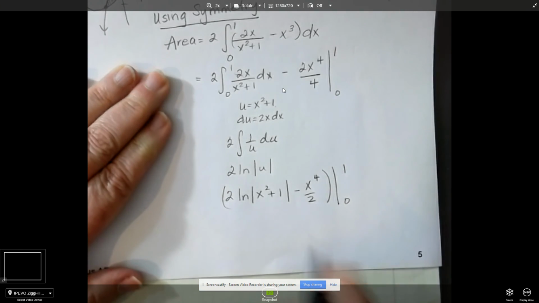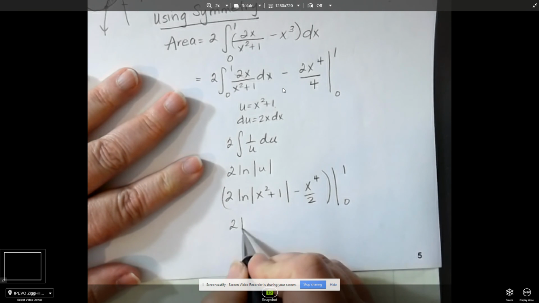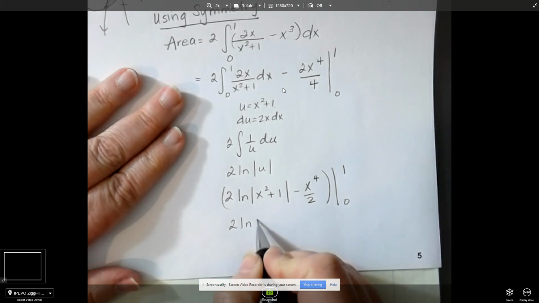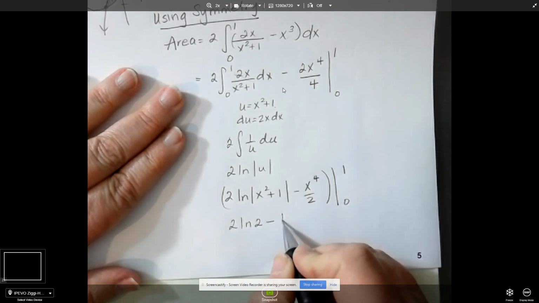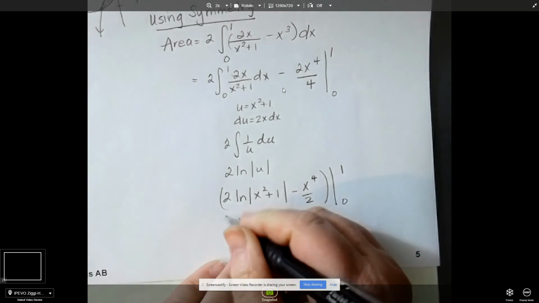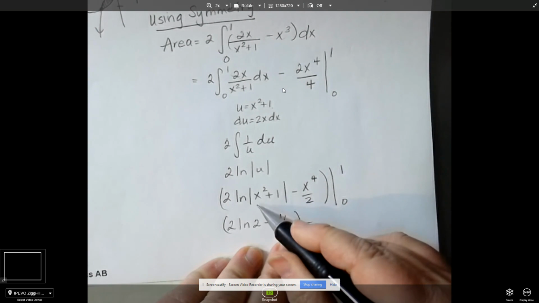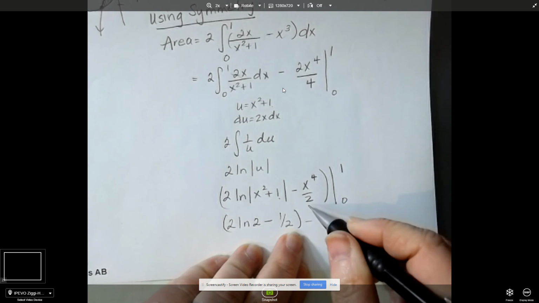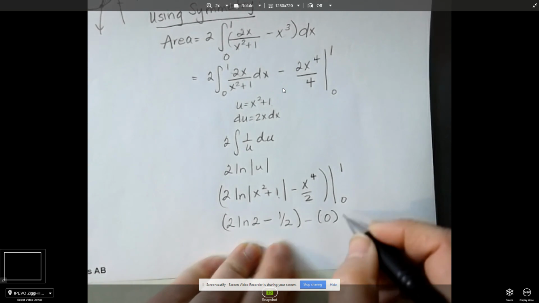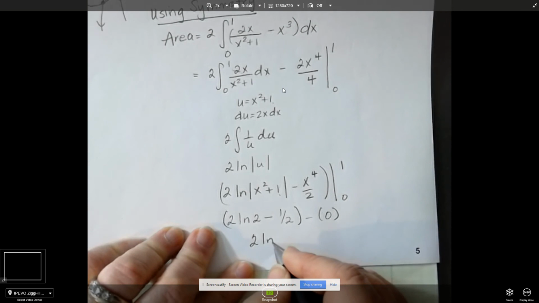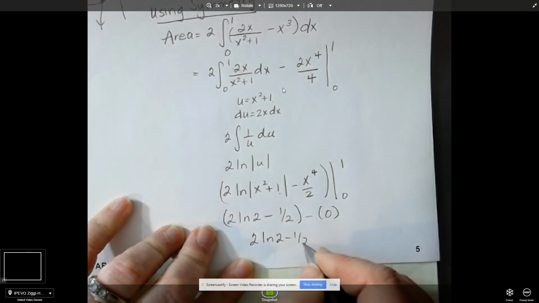So let's plug in 1. We get 2 natural log of 2 minus 1/2. And then what happens when we plug in 0? We get natural log of 1, which is 0, minus 0. So we get another 0. So our answer is going to be 2 natural log of 2 minus 1/2.